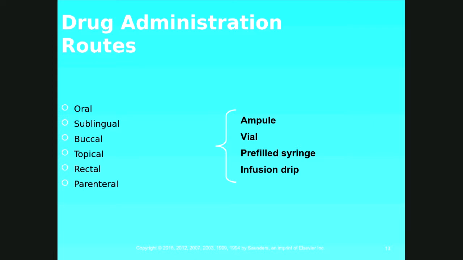Some drugs come in pre-filled syringes, meaning there is a certain amount of the drug that's to be given and it comes pre-filled in that syringe. You just simply attach a needle, clean the site, and give the injection. And then the infusion drip is typically in the form of an IV bag, and it is dripped slowly over a long period of time.